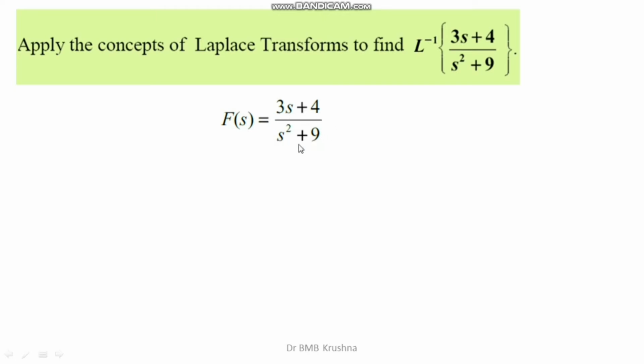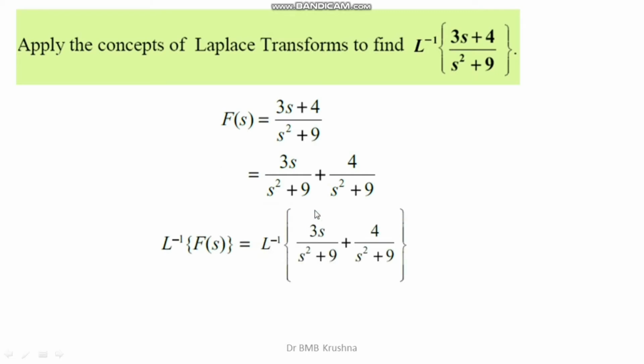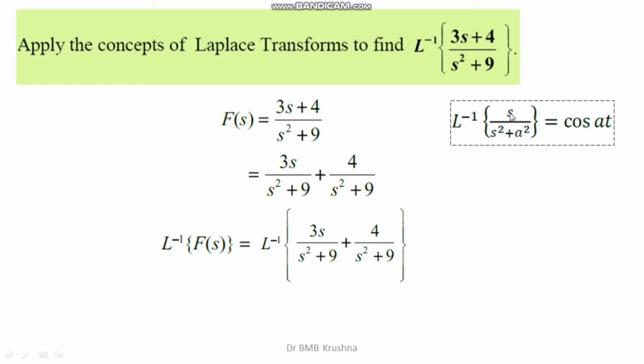Resolving this function, that is in the form of P(s) by Q(s), as 3s by (s square plus 9) plus 4 by (s square plus 9). We have resolved them into simple partial fractions. Now it is in the s space, we can apply inverse Laplace transform on both sides of this equation. L inverse of F(s) is L inverse of 3s by (s square plus 9) plus 4 by (s square plus 9). We have the formula L inverse of s by (s square plus a square) is cosine at.